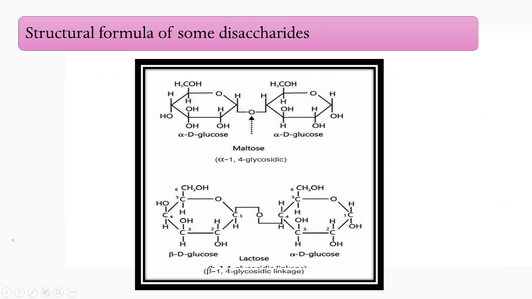Here is the structural formula of some disaccharides, with an alpha 1,4 glycosidic linkage. You can see this is the anomeric carbon, but this carbon is not anomeric. So this carbon, which is anomeric, is involving its group to attach with the hydroxyl group, so the aldehydic group is attached to the hydroxyl group of the other carbon. This is maltose, alpha 1,4 glycosidic linkage. This is lactose.